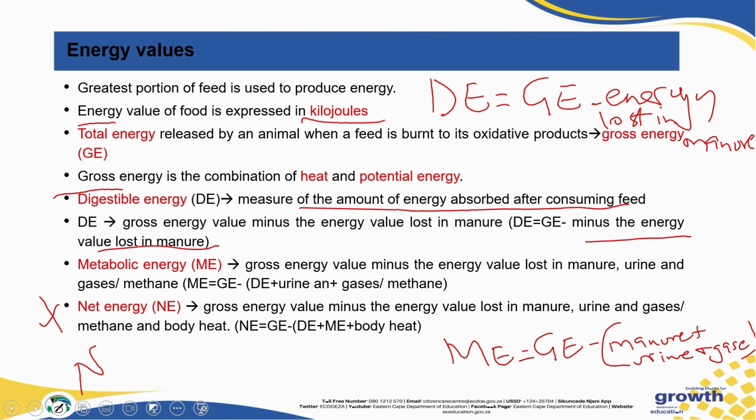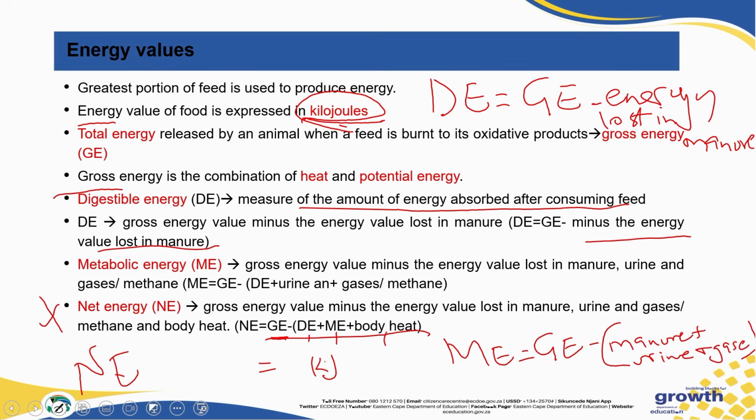Also, net energy, that is the formula. The net energy is equal to gross energy minus, in brackets, energy lost through manure, through urine and gases, through the body heat. You combine all those energies, you minus them from the gross energy, and then you will get the value in kilojoules. As we said, the energy value is expressed in joules.